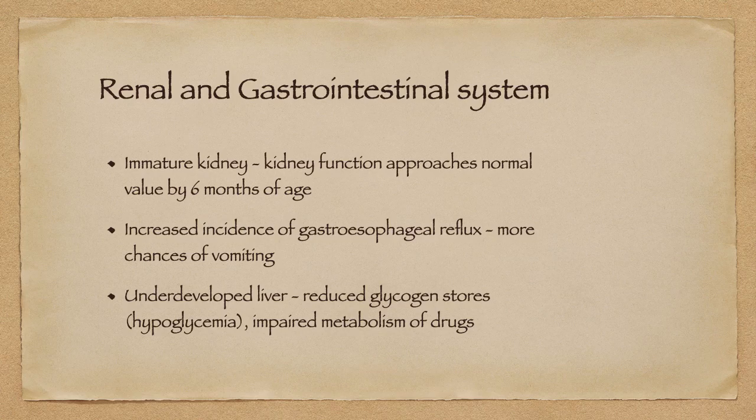Then renal and gastrointestinal system: immature kidney function approaches normal by 6 months of age, increased incidence of gastroesophageal reflux, more chances of vomiting. Underdeveloped liver and reduced glycogen source can lead to hypoglycemia and impaired metabolism of the drugs.